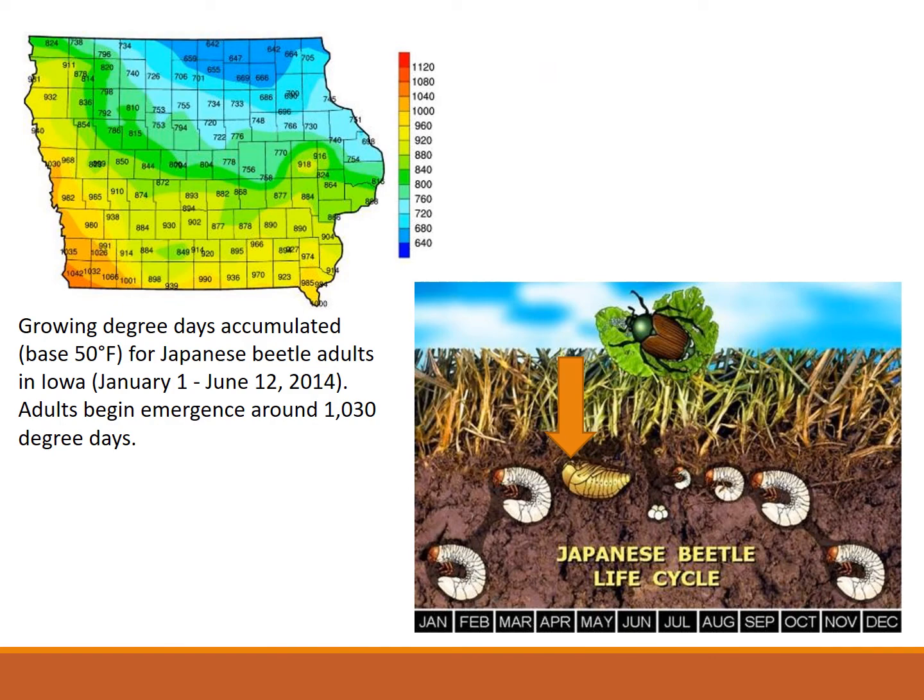Let's talk about Japanese beetles for a second. If you take a look at the picture in the lower right-hand corner of the screen, this shows you the life cycle of the Japanese beetle. The adult female beetles will lay their eggs sometime in late June into July, and those eggs will hatch and become what are called larvae. Those larvae will go through different stages of development, and they remain in the soil. In fact, the larvae are what we commonly call grubs in the soil.